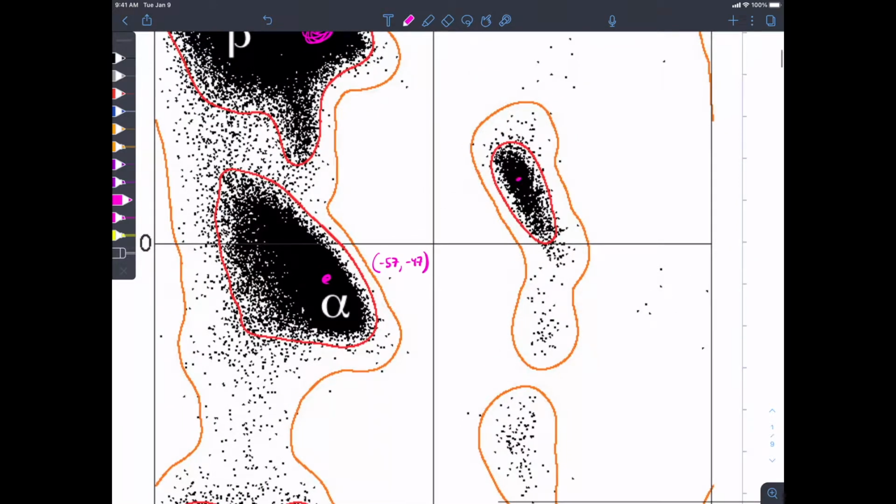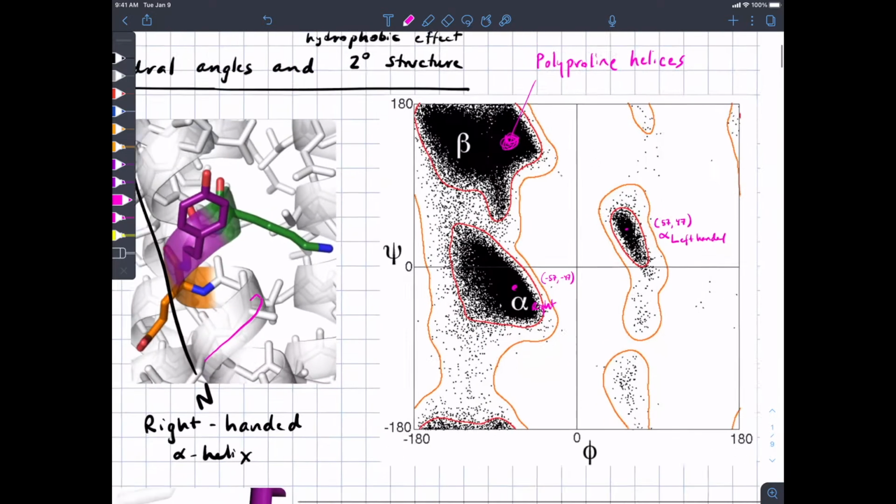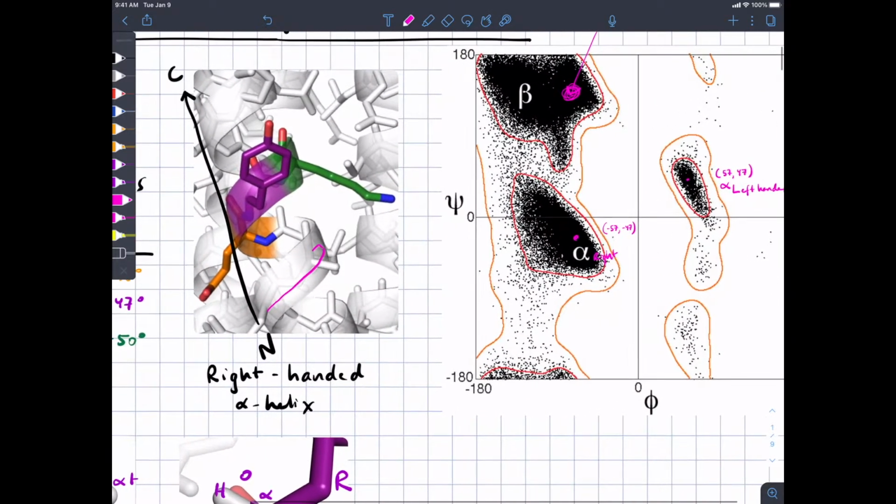So over here, if you have plus 57 and plus 47, you're also in an alpha helical conformation, but it's left-handed instead of right-handed. And we talked about handedness looking at this alpha helix. If you point your thumb in the direction of the C-terminus of the helix and then wrap your fingers around, if it fits your right hand, that's a right-handed helix.